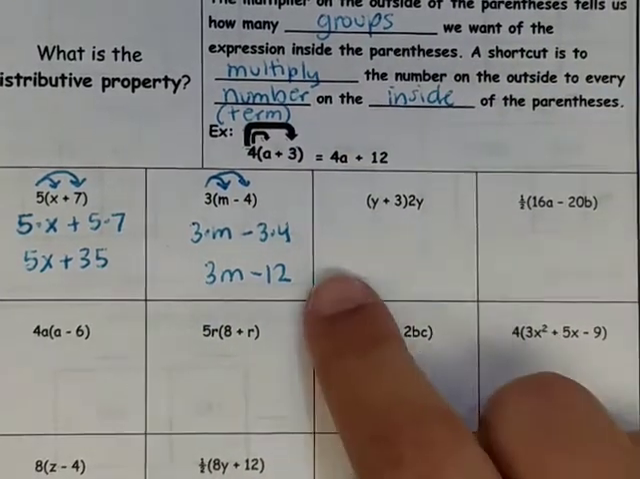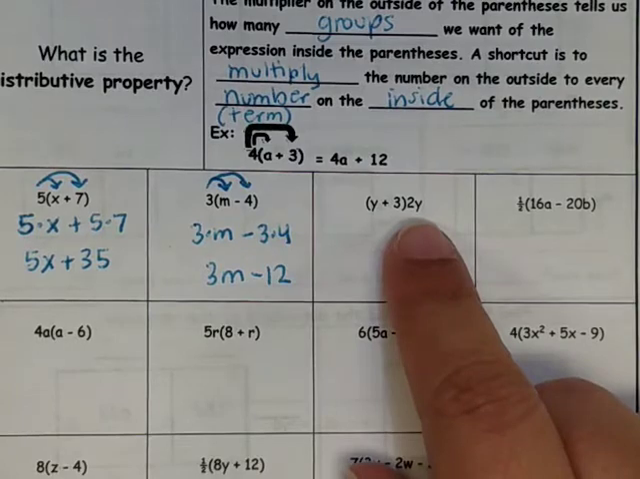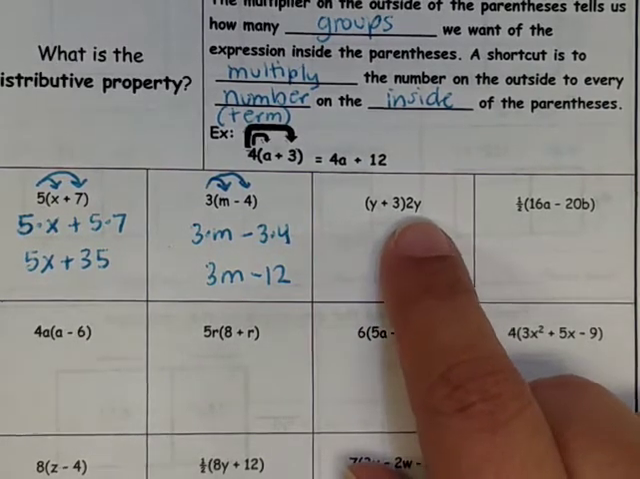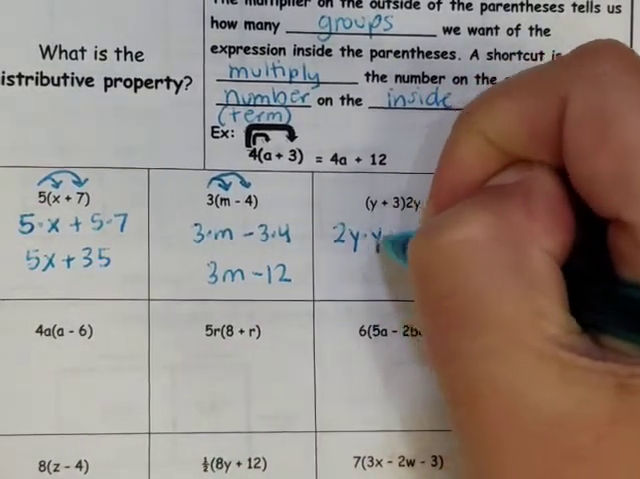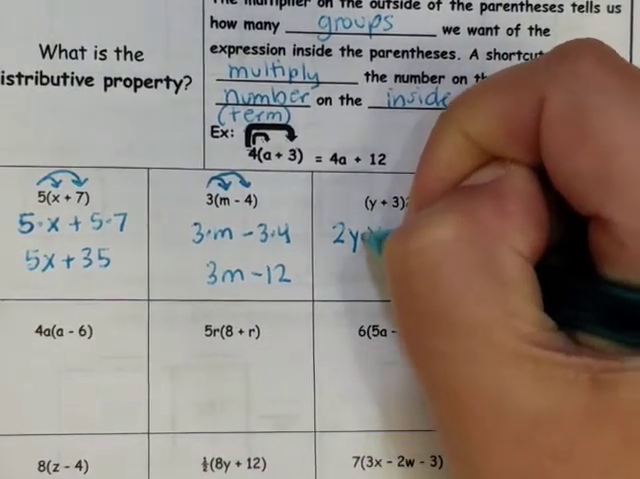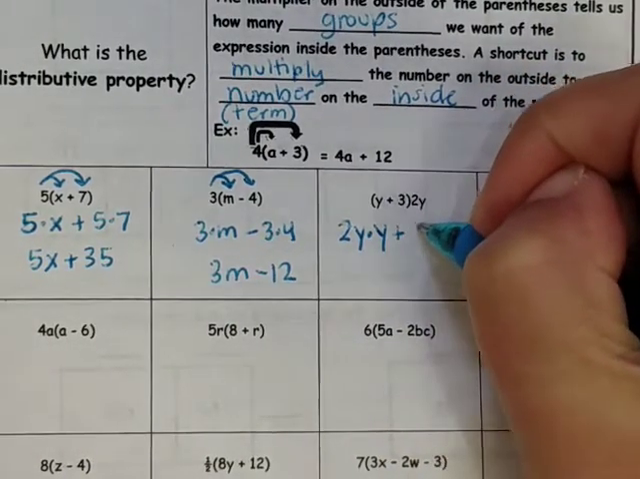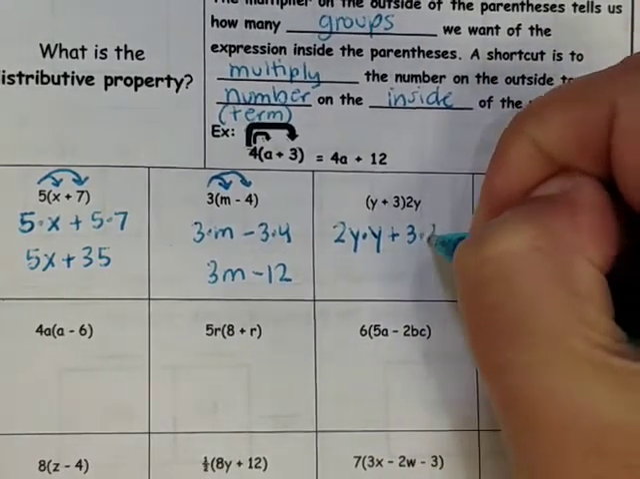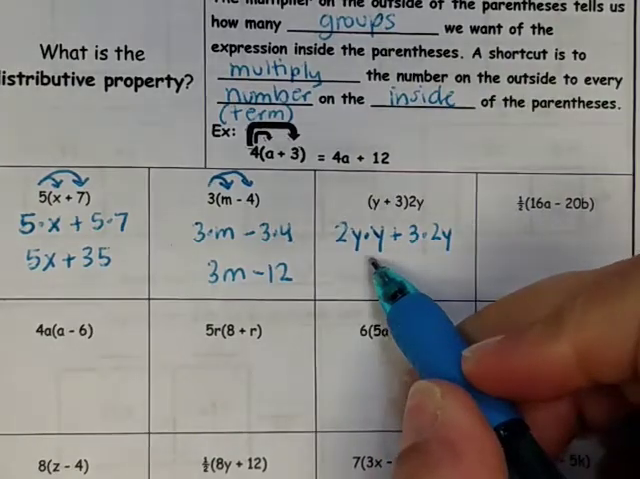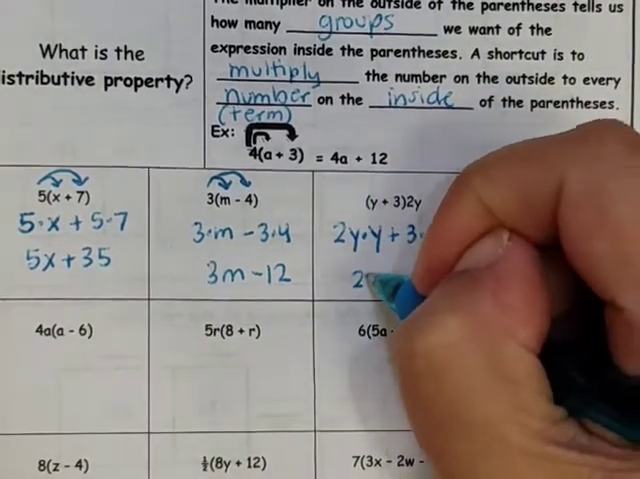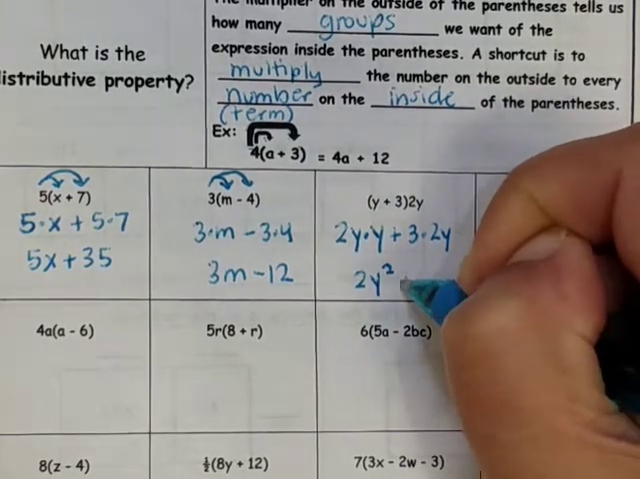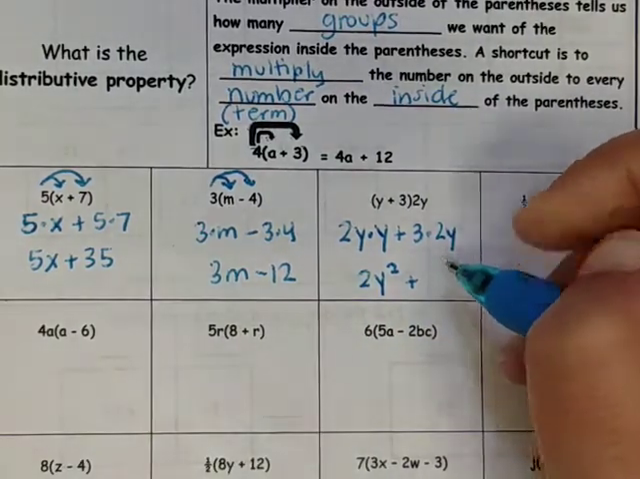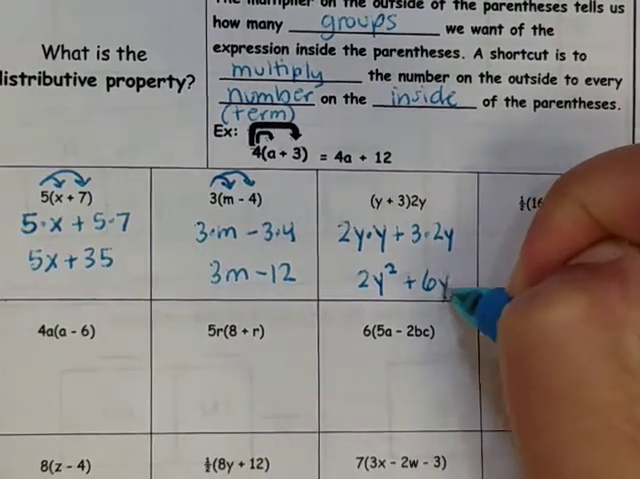All right. This next one, you have to remember exponent rules from quarter 1, unit 1. So 2y times y, if you remember, when you multiply a variable times itself, you have to raise it to an exponent. So 2y times y actually becomes 2y squared. Plus, and then 3 times 2y is just 6y.